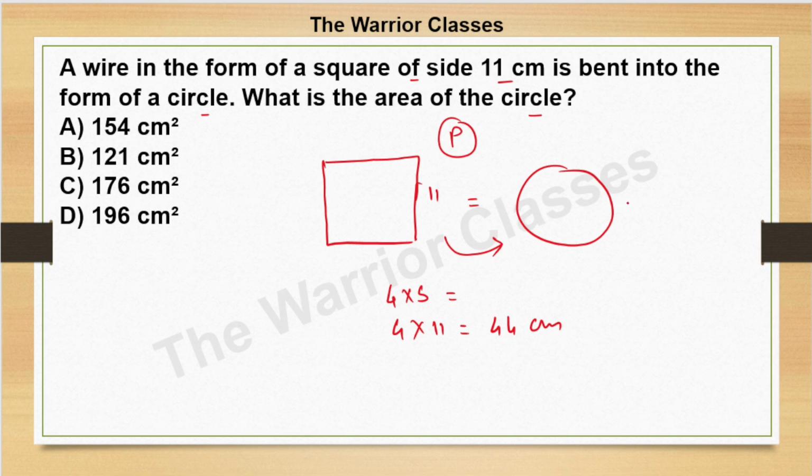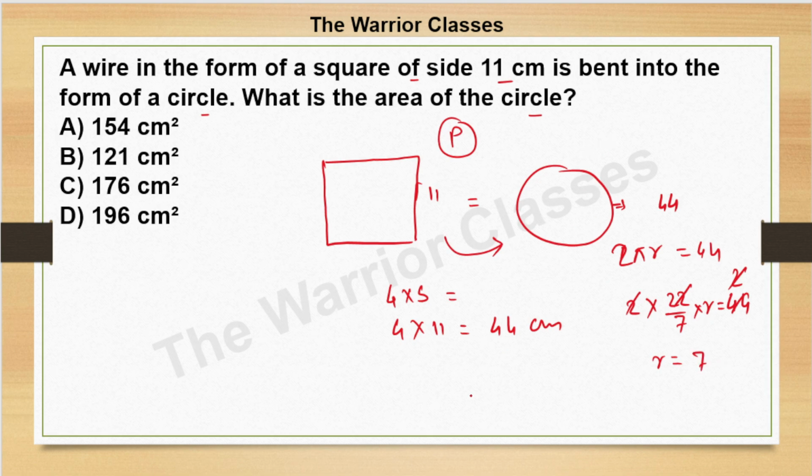Now the perimeter, the circumference of the circle, is 44. So we know it is 2 pi r. 2 pi r is equal to 44. 2 multiplied by pi, 22 over 7, multiplied by r, is equal to 44. Now cancelling 22, 2 times 44, 2 and 2 cancel. The value of r here is 7.